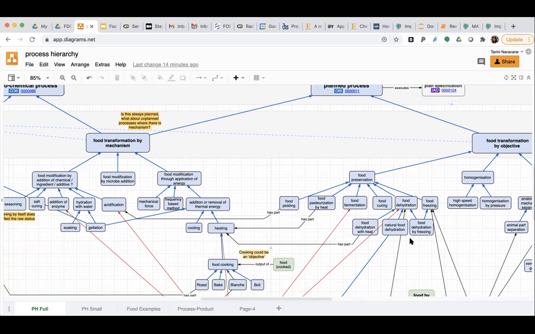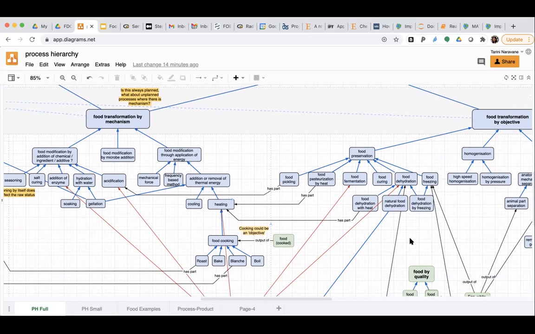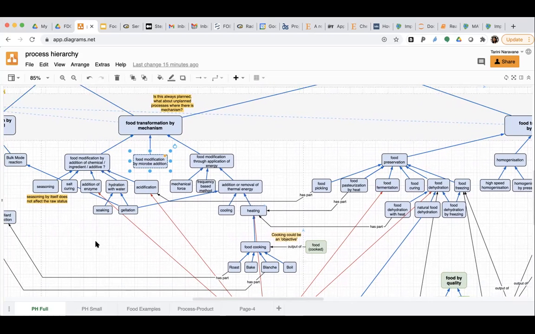That food pickling process would therefore have parts that reference more of a chemical transformation standalone process like acidification. And you can see the polyhierarchy actually evident in a number of places, like food fermentation, which is a kind of preservation, would also come from food modification by microbe addition, right? It would also be linked over to the left to the biological processes, which include, exactly. So there's definitely a polyhierarchy.